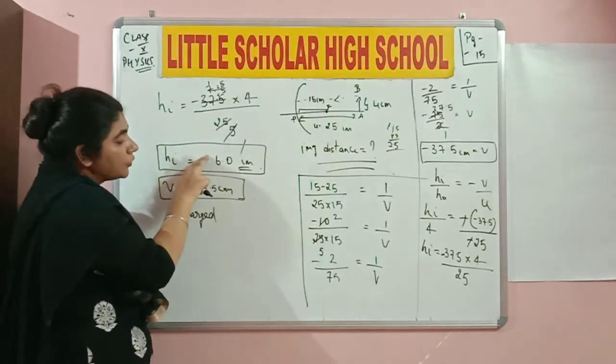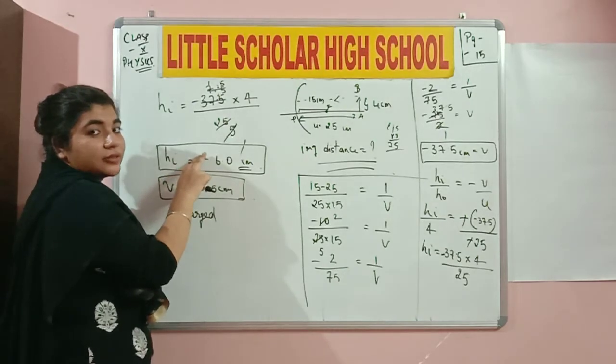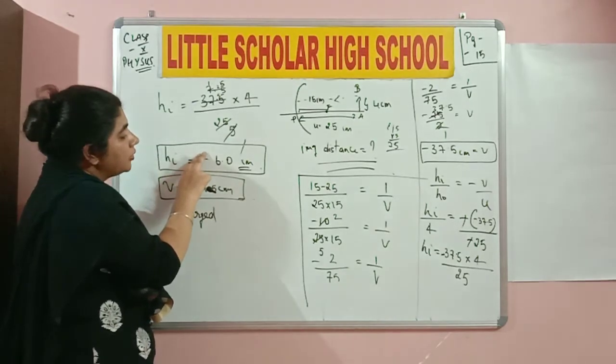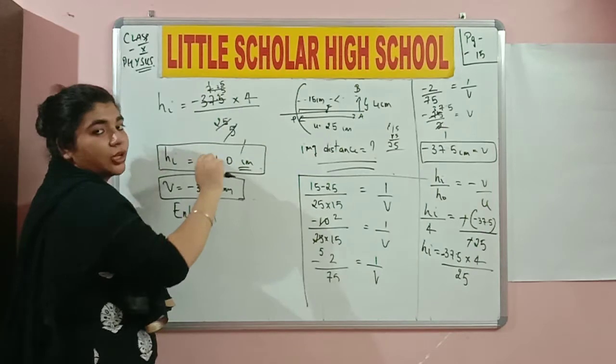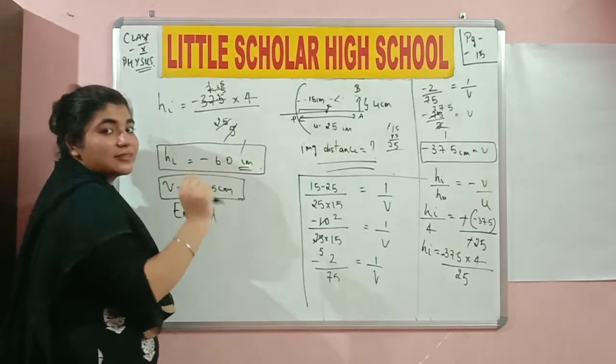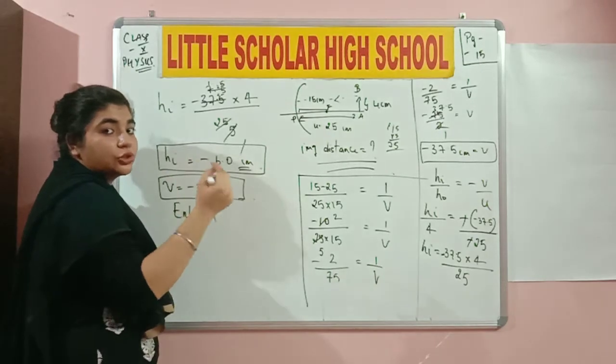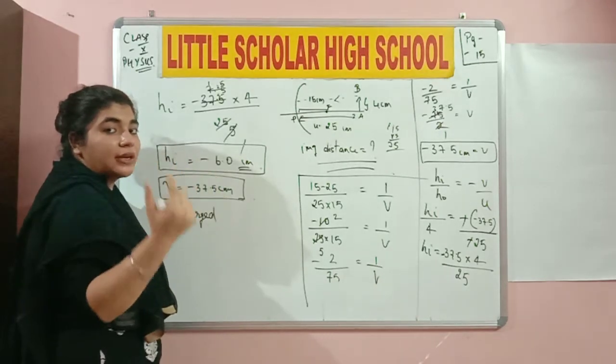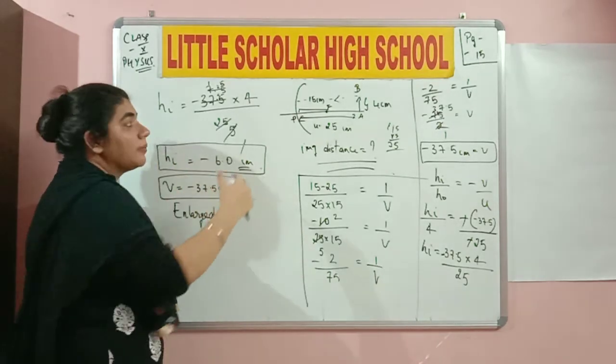Don't look at the minus over here. I'll tell you why there is the minus. What is the significance of minus? Look at just the numbers, 6 and 4. The height of the object was 4. Height of the image is 6. 6 is definitely greater than 4. This shows me that the image is enlarged and it is larger when compared to the object.